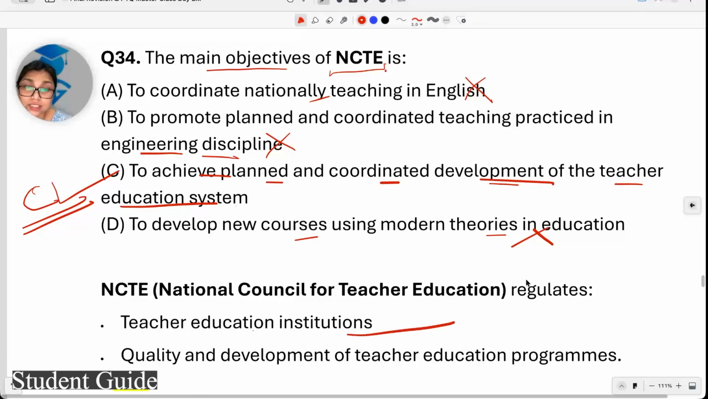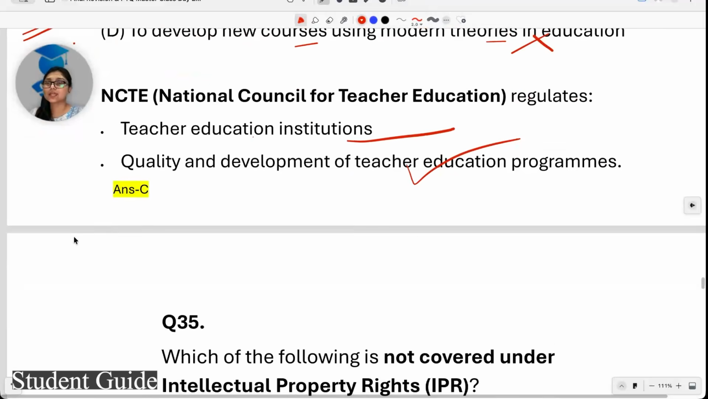teacher education institutions, and it also ensures quality and development of teacher education programs. Okay, so option C is the most correct and promising one, covering every aspect of NCTE. Okay. Now I think we can move to the next question.